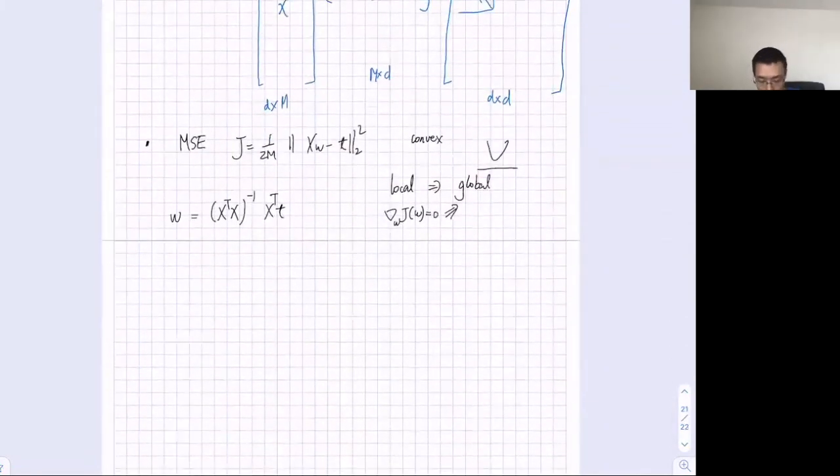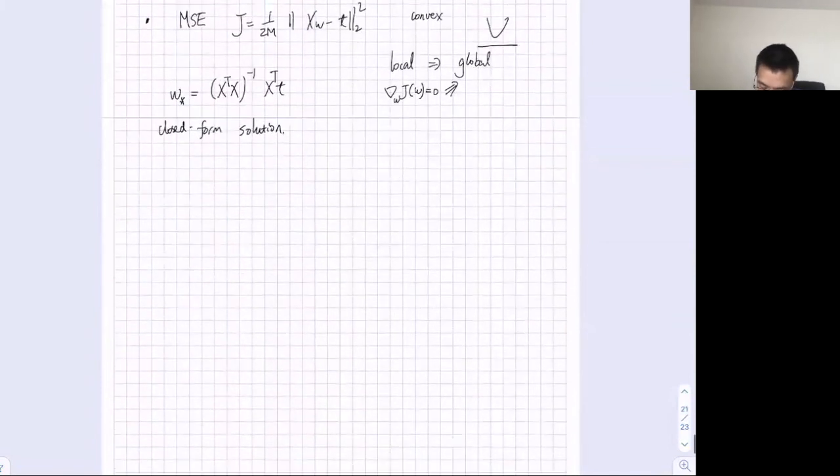You can represent the optimal solution by a formula or by an equation. So this is known as the closed form solution. Okay. So the advantage of the closed form solution is, first, it's simple. If you write the Python code, you can just do it in one line, right? This is well supported by any numerical packages.